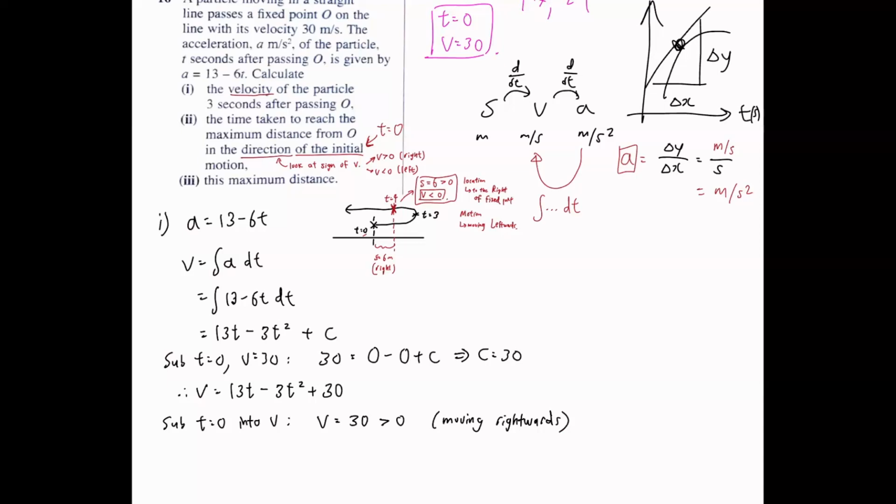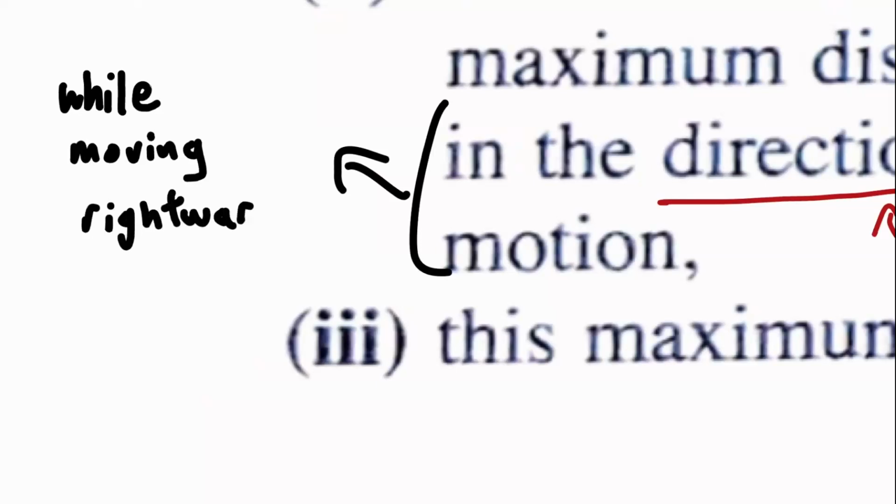So if it's moving rightwards, that means that we want, let's read the question again: the time taken to reach the maximum distance from O while moving rightwards. This part here is really just saying while you're moving rightwards. Time taken to reach the maximum distance from O while moving rightwards. Okay?